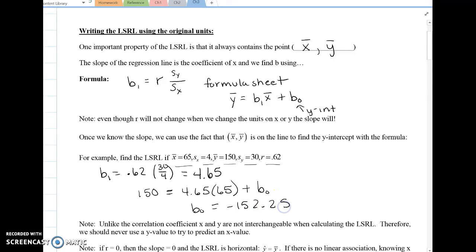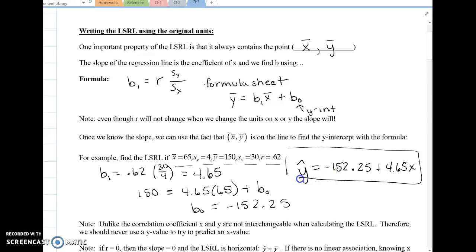152.25. So for your y-hat equation, remember, always put the hat on there. If you have the variable names, we need to write those in there. Hopefully that's been emphasized to you over the last couple of days, so we need variable names. So there is our equation for the least squares regression line.